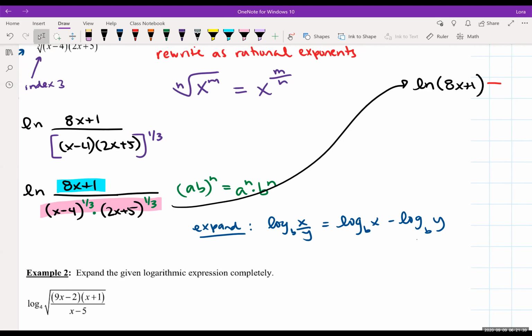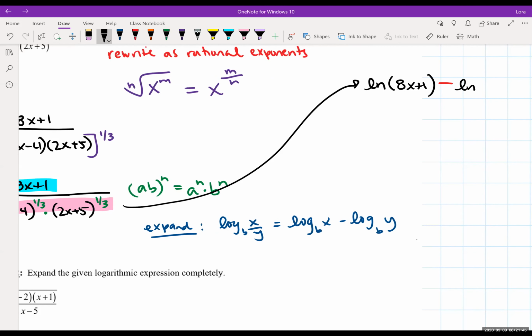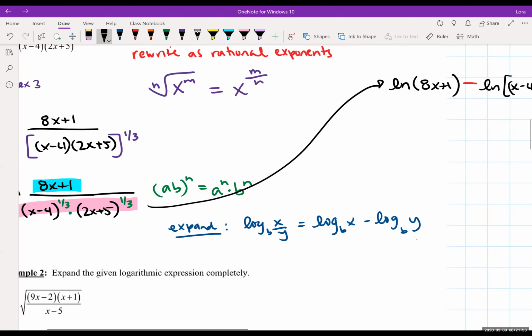So let's look at this a little more carefully. This is the natural log of x minus 4 to the 1/3, and it's still multiplied by 2x plus 5 to the 1/3.